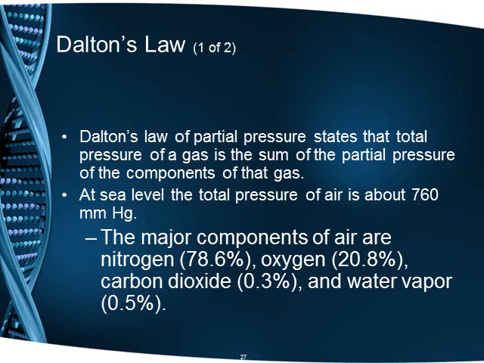Well, now it's time to start getting into a little bit of the gas laws. Dalton's law of partial pressure states that the total pressure of a gas is the sum of the partial pressures of the components of the gas. At sea level, the total pressure of air is about 760 millimeters of mercury. The major components of air are nitrogen, 78.6%, oxygen, 20.8%, carbon dioxide, 0.3%, and water vapor, 0.5%.